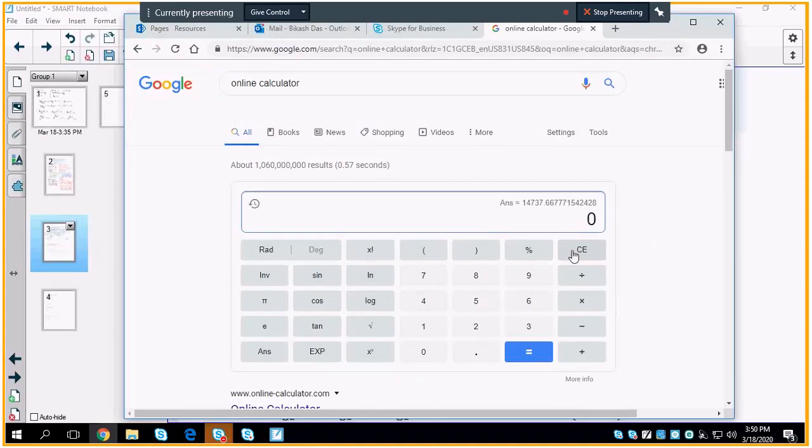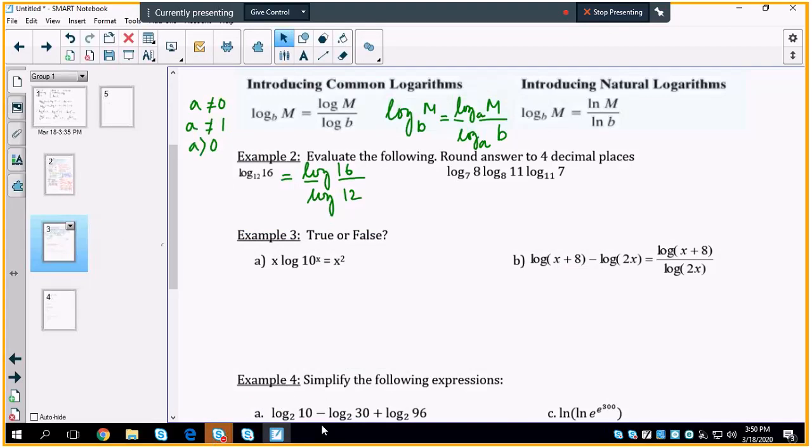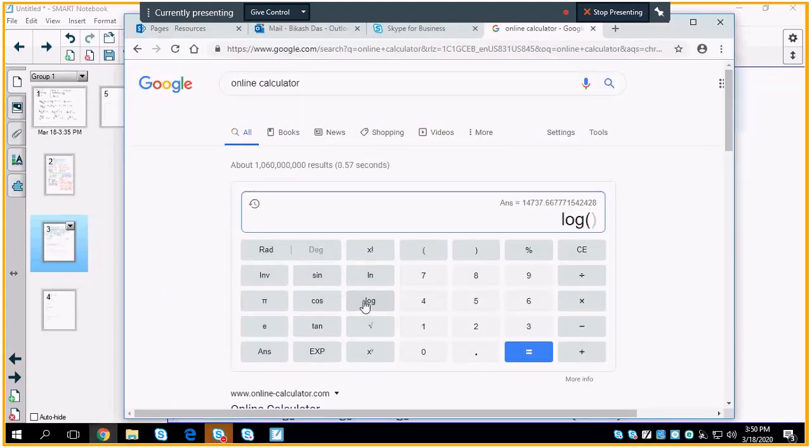So this is our calculator. The first screen doesn't show you the log button. No, it does show you the log button. So I'm going to go ahead and I will do log of 16 on top, that will be this value, and I will divide it by log of 12, the bottom, and that will be my answer.